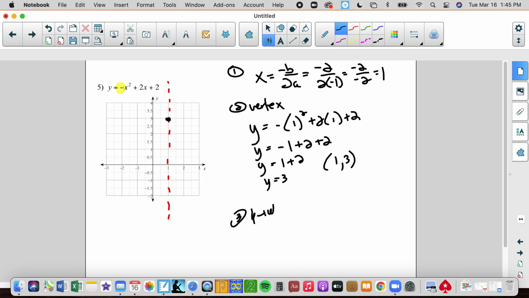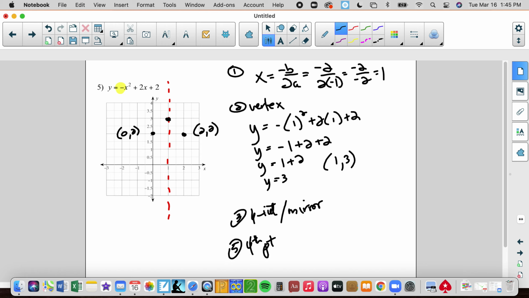Let's do the y-intercept, which is 2. So there's my point, 0, 2. It's 2 away, so that would give me 2, 2. Mirror. Let's do the fourth point.